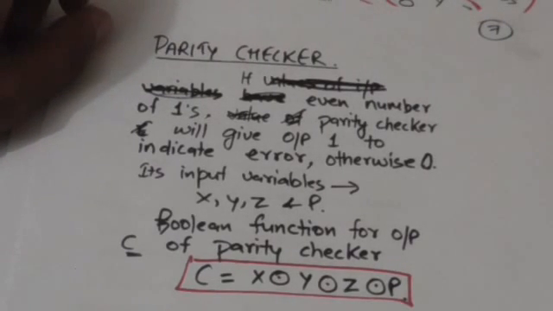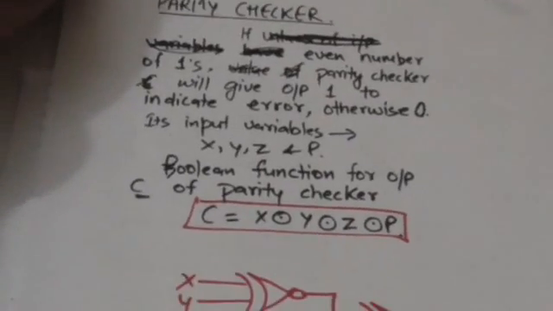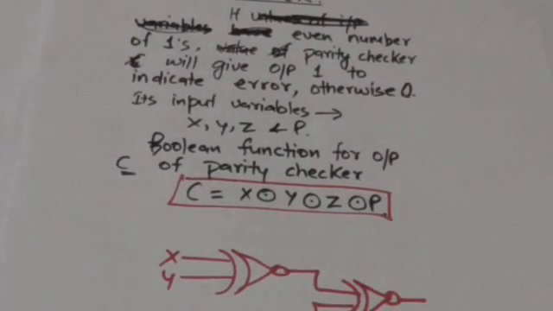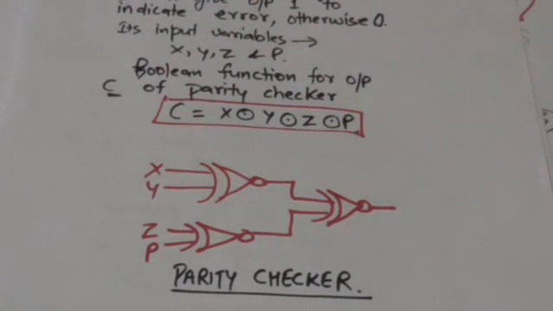So it means the Boolean function for the output variable C of the parity checker would be the equivalence function of x, y, z and p. So this is the logic diagram for the parity checker, which we have drawn by using an equivalence gate.